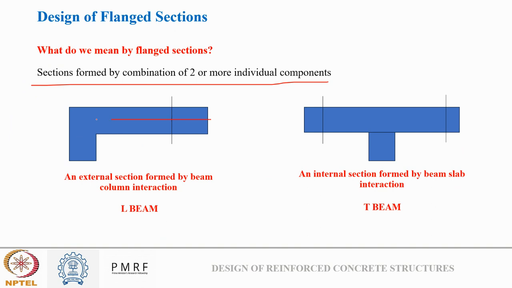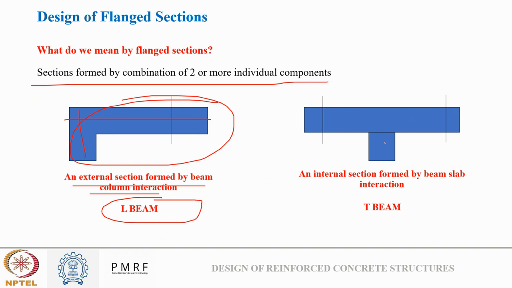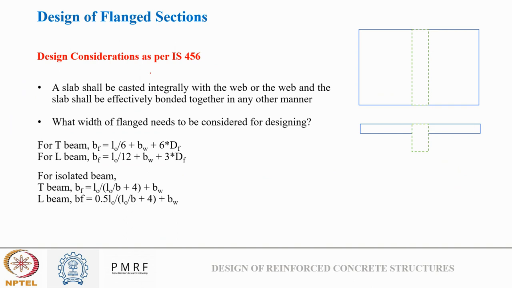Suppose I have a beam and I have a column. When these two sections interact, they form a flanged section, which is known as an L beam. Or suppose I have a beam and a slab over it. These two are cast together, so together they form a T beam kind of shape. So the section formed by the combination of two or more components is known as a flanged section. Now there are several considerations that need to be taken before designing a flanged section.